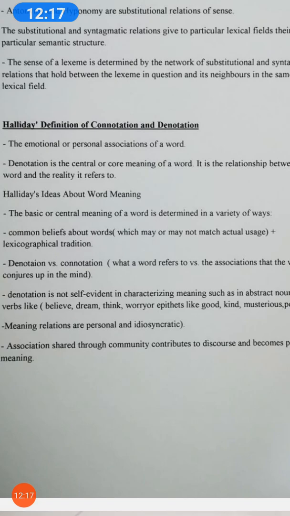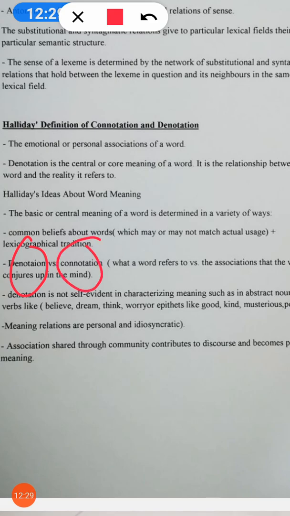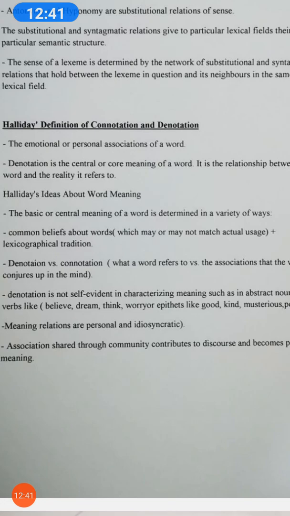So we have two contradictory terms here, by the way: denotation, or the reference, and connotation. So what a word refers to, that is the reference, versus the association that the word conjures up in the mind.